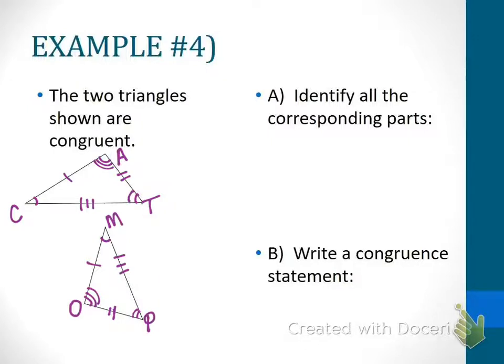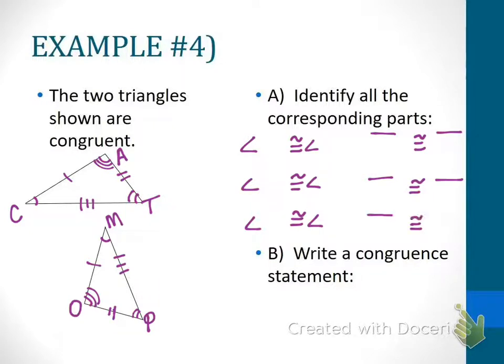Now, as we've gone through this, we've technically identified all of our corresponding parts, but I want you to make the statements and then also make your congruence statement. So if you haven't done those yet, start writing those now, and we'll talk about them in just a moment. Remember to put your angle symbol by angles and your bars over the sides. If you don't have those things, technically it's not completely correct.